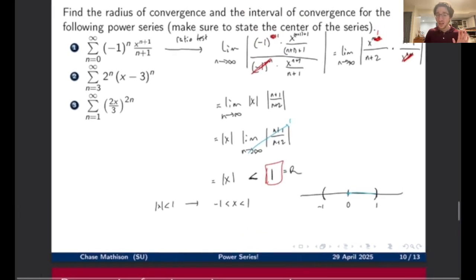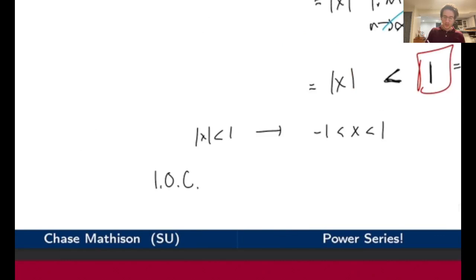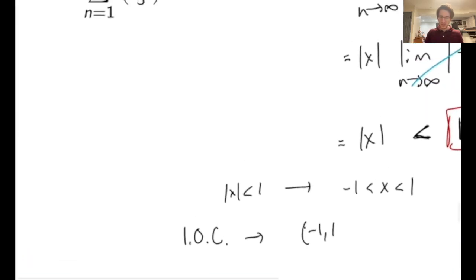Now, to find the interval of convergence, we're almost done. The interval of convergence will either look like -1 to 1, the open interval, or -1 to 1 closed interval, or it could be half open, half closed, something we call clopen, which is an annoying term. But what we need to figure out is, do we have a parenthesis here to indicate that the series does not converge at x equals 1 or -1? Or do we have brackets, or do we have a mix?